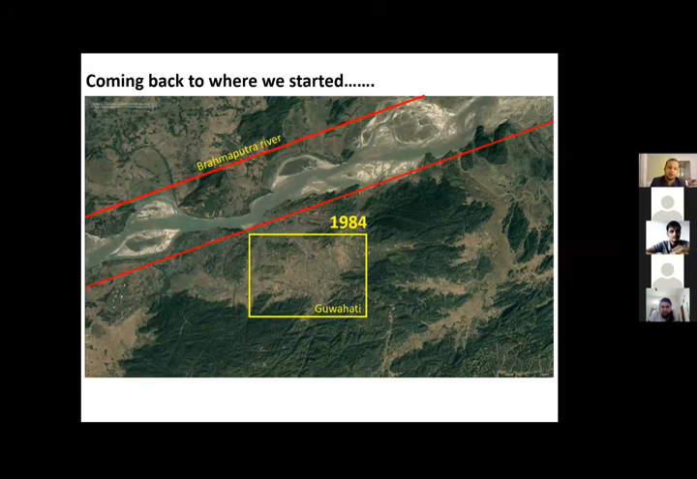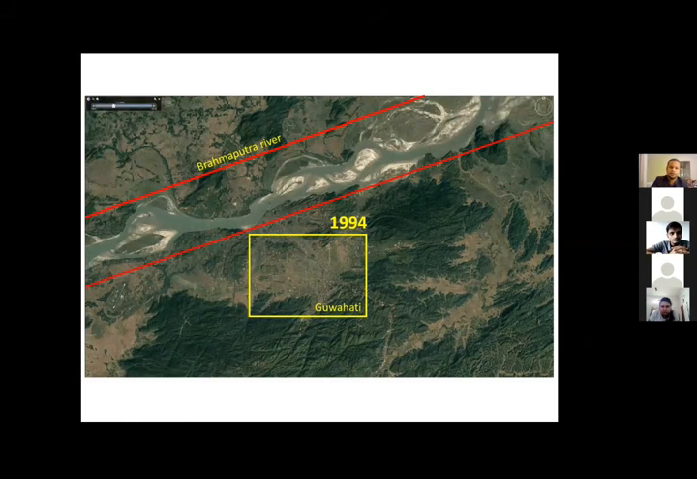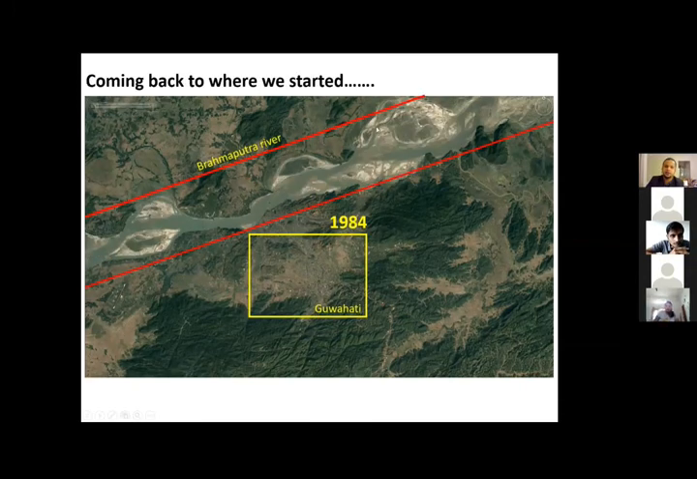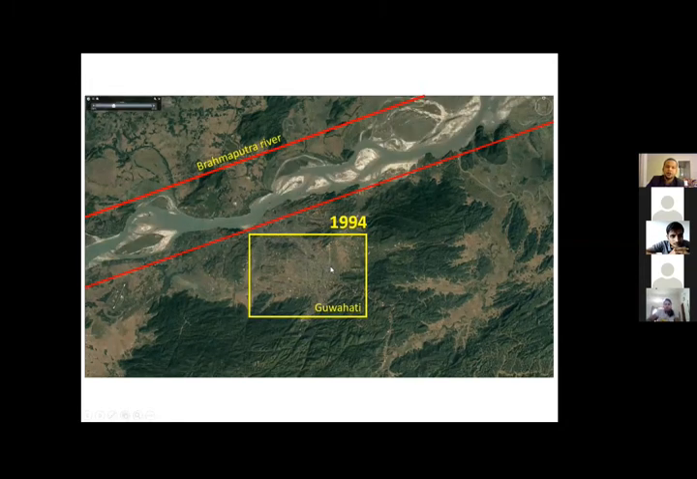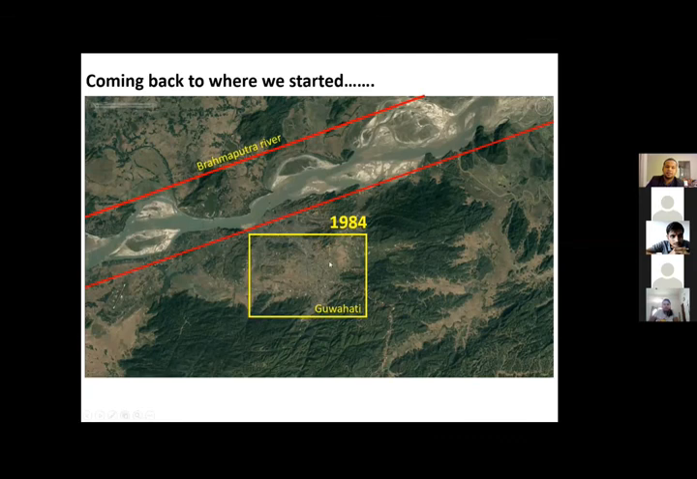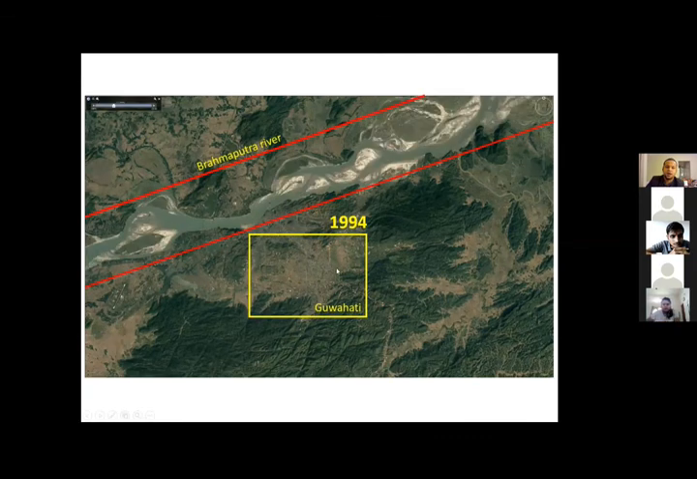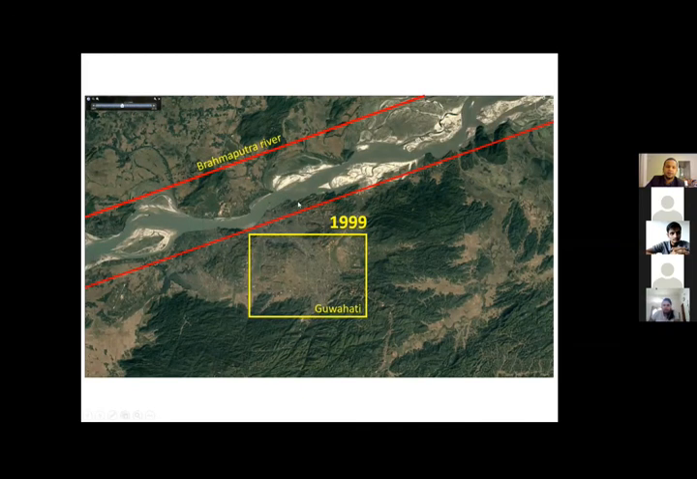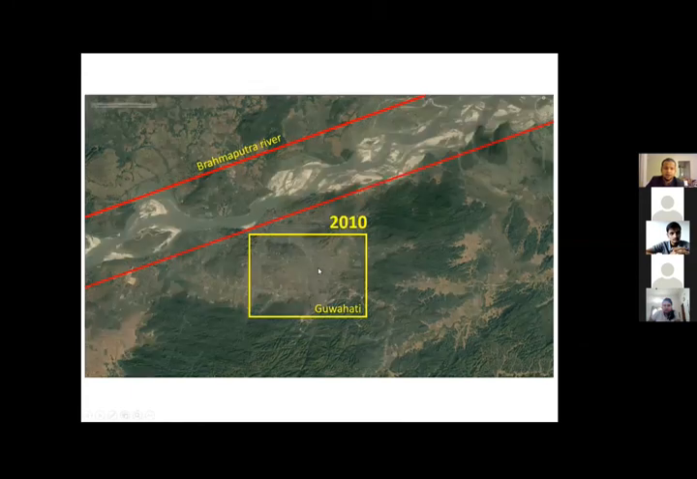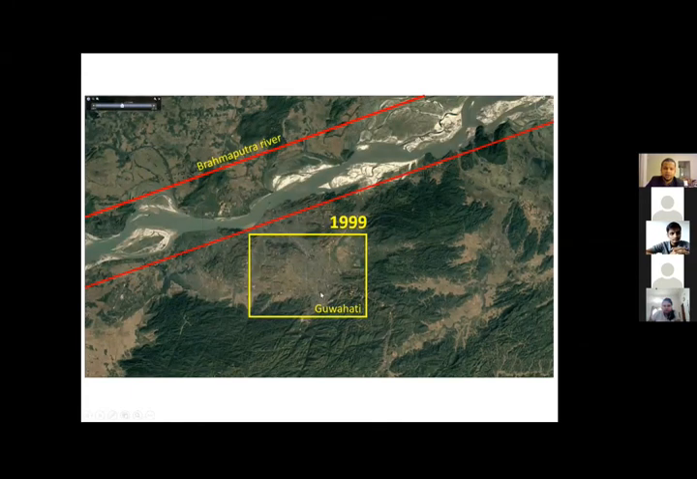So let us go forward to 1994. If you see 1984, 1994, see the difference here. The river has been changing quite a bit because of the sedimentation processes. In Guwahati, there are fewer buildings in 1984. If you go to 1994, you see quite a bit of settlement coming in. Then let's go to 1999. So 1994 to 1999, what do we have? Again, the river changing very rapidly. We have more settlements coming in here. If you compare Guwahati here, you see that the settlements have been increasing every year.